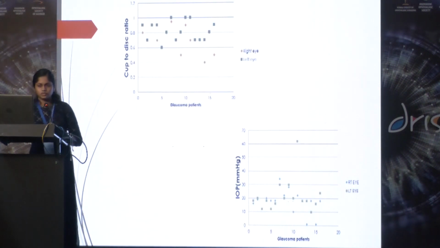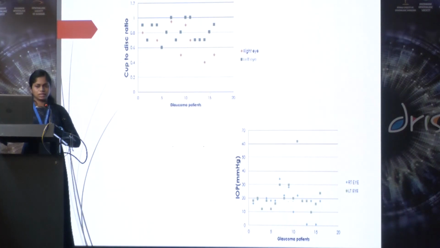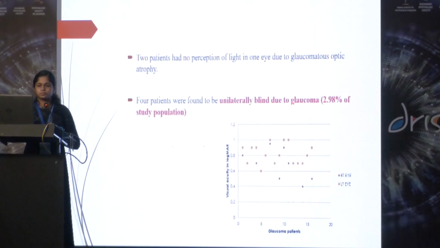About the cup-disc ratio of glaucoma patients, 3 patients had nearly total cupping, indicating very advanced disease. And about intraocular pressure, almost all of them had moderately high IOP, except for one who even had an IOP of 61 millimeters of mercury.